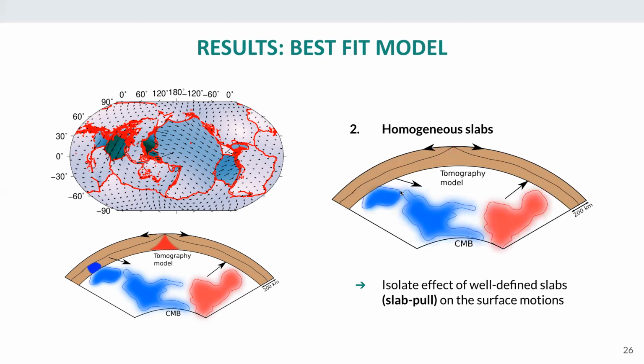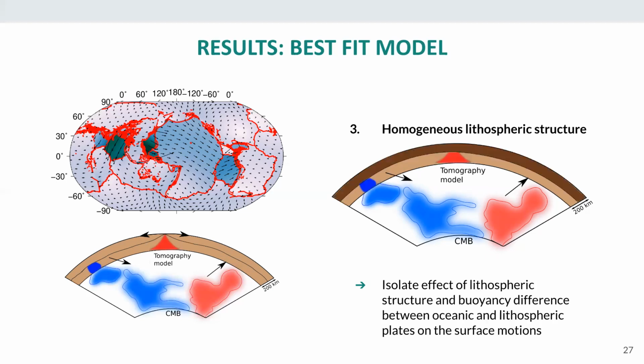The second configuration we choose is we remove the better definition of slabs near the Earth's surface. So in the top 200 kilometers, we remove the slabs and whatever low velocity regions, for example, the ridge structure near the 200 kilometers. And effectively, it only includes contribution from the diffuse tomography at the lower depths, and it isolates the effect of slab pull near the surface on the surface motion.